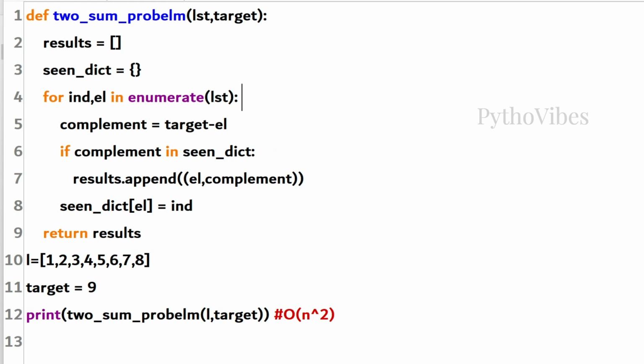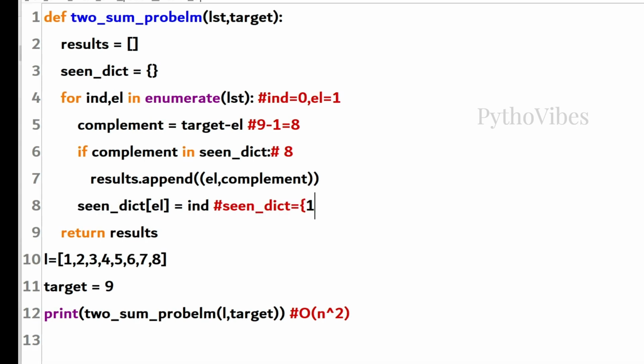I'll be looping over the index and elements inside this list. So for the first iteration, the index would be 0 and the element equals 1. And it will find the complement here. This equals 9 minus element 1. So this finds the complement as 8 and it will check whether this 8 is in the cindict dictionary or not. So this cindict is empty initially. So this 8 is not available. And it comes to the next line and it will store that element with the index as a value. So for the first loop, cindict will hold element 1 colon 0 as its value.